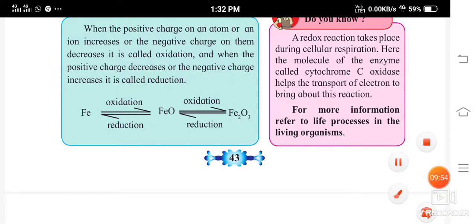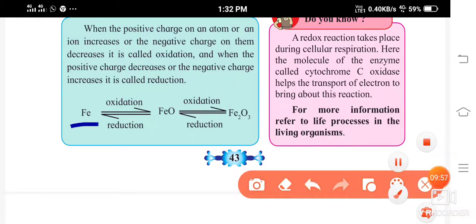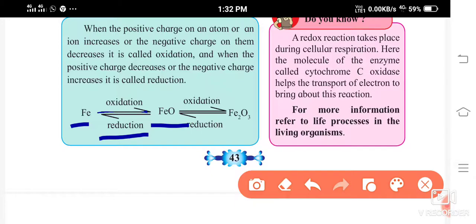Now see, iron. Here oxidation has taken place and ferric oxide has formed. Now see the arrows are on both sides, indicating a reverse reaction. So iron forms iron oxide, and again iron oxide forms iron. Now see, that is ferrous oxide. From FeO, Fe2O3 has been formed. Again this is also a reversible reaction.